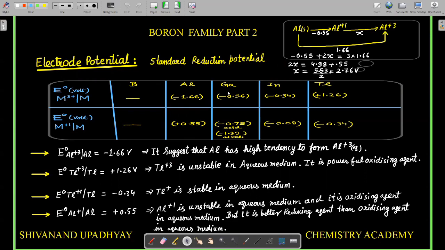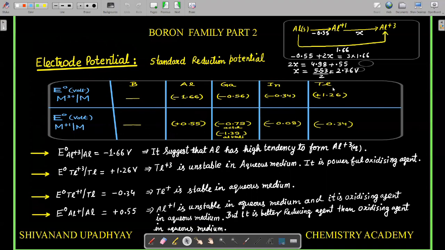So we have to learn the meaning of positive and negative values of these potentials. Here, the reduction potential of aluminium +3 ion is negative. It means that aluminium +3 ion does not want to reduce, it wants to exist in the +3 oxidation state. So we can say that aluminium has a high tendency to form aluminium +3 ion, because the reduction potential is negative, which means the oxidation potential will be positive. So aluminium wants to exist in the +3 oxidation state.